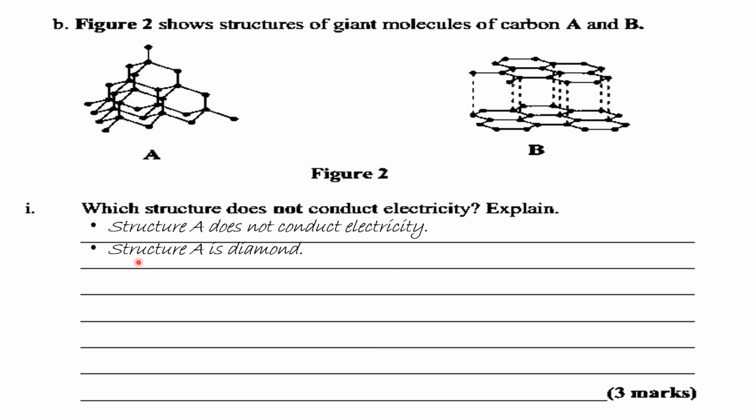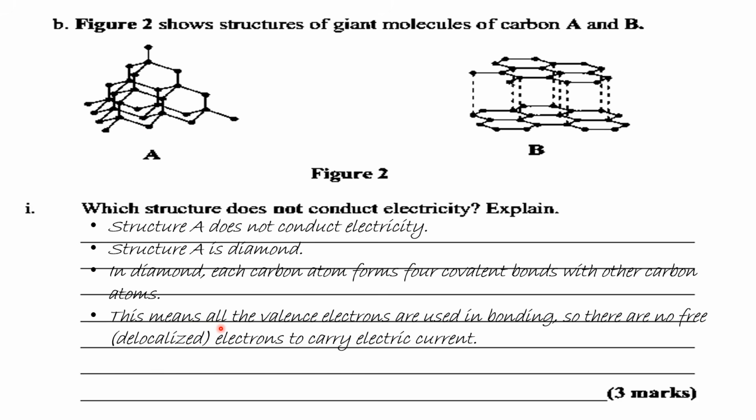So like I mentioned, structure A is diamond. In diamond, each carbon atom forms 4 covalent bonds with other carbon atoms. If you look at this carefully, you find that each carbon atom is bonded to 4 others. The effect that will have is that the valence electrons are used in bonding, so there are no free electrons to carry electric current, 3 marks.